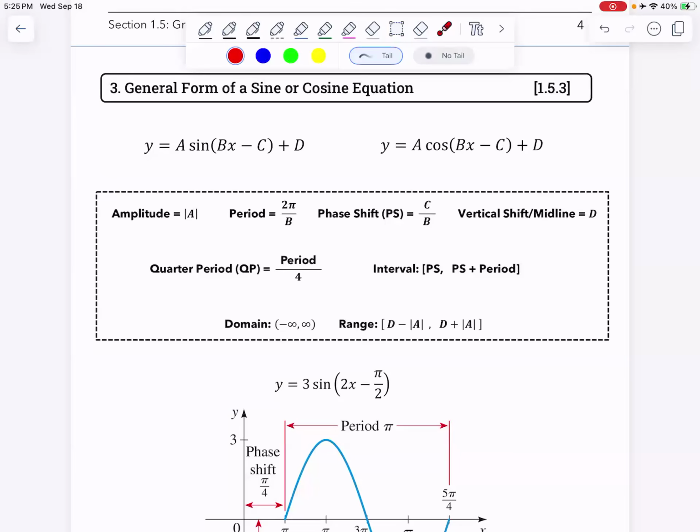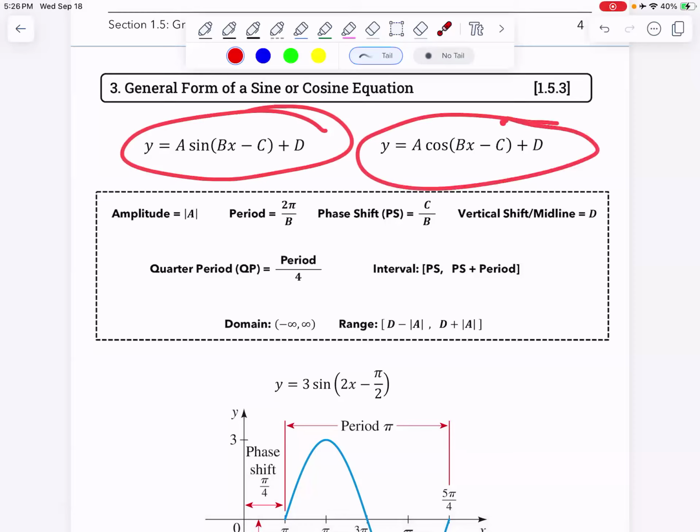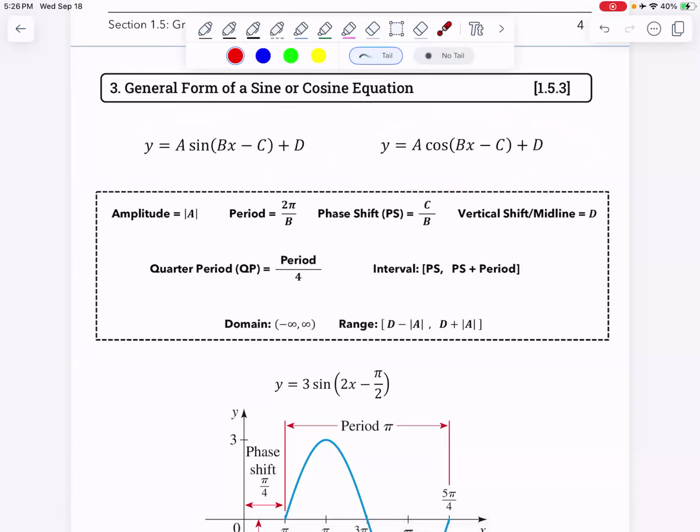General form of a sine or cosine equation. All right, so let's talk about transforming these sine and cosine graphs. The general form of sine or cosine looks like this, where A, B, C, and D are numbers, and each of these numbers does something special.